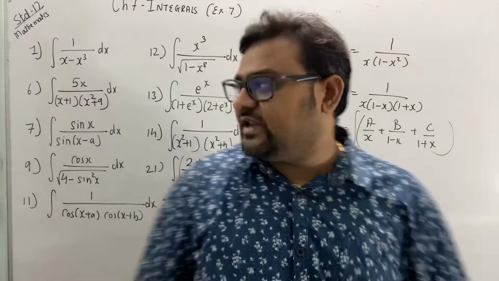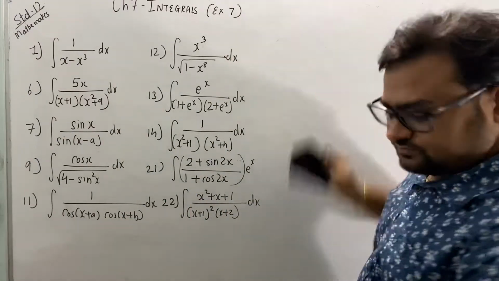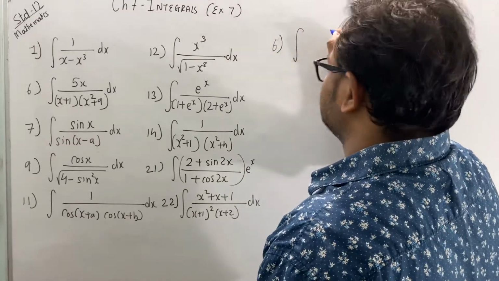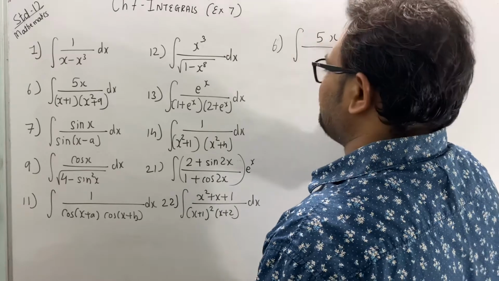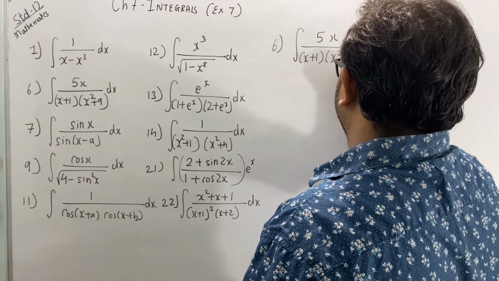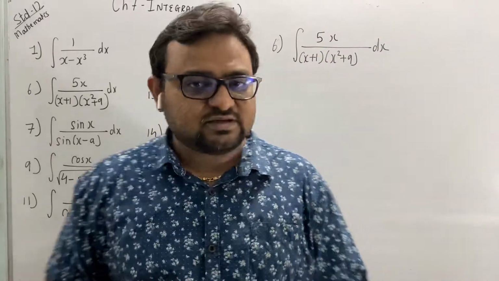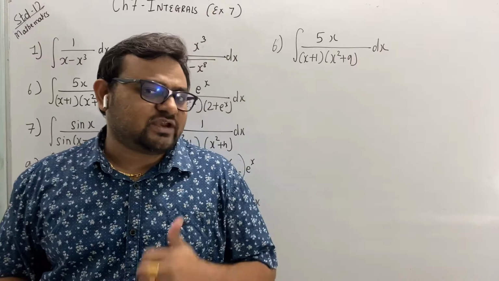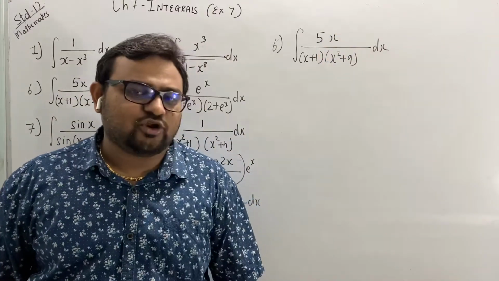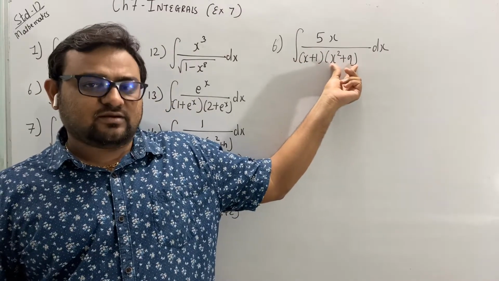Now let's move to the next one, that is question number 6. Question 6 is integration of 5x upon x plus 1 into x square plus 9 dx. Now see, here also it is in the form of p of x upon q of x, polynomial, right? See here, x plus 1, x square plus 9, right?